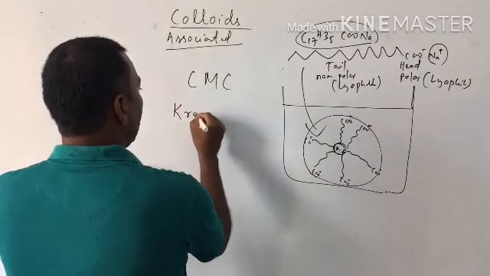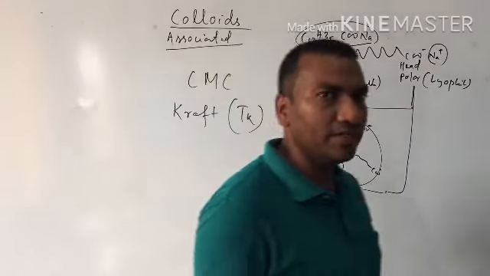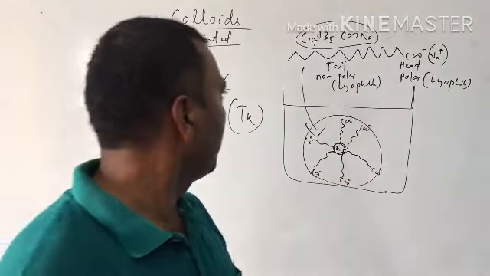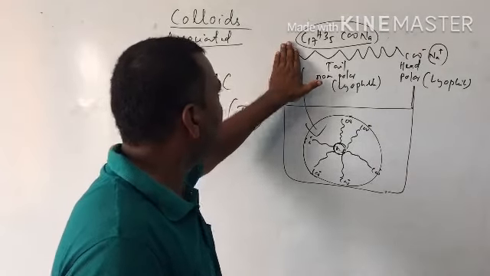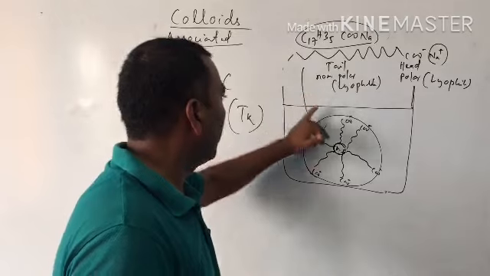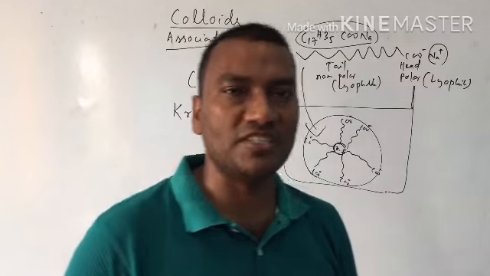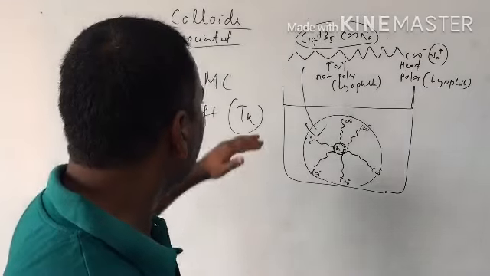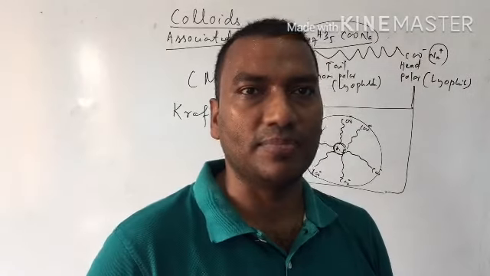Okay, Kraft temperature, symbol is TK. The temperature above which formation of micelles takes place is known as Kraft temperature. Understood? So what is associated colloid? Low concentration behaves like a strong electrolyte, high concentration behaves like a colloid. This is known as associated colloid. The minimum concentration above which formation of micelles takes place is known as CMC, critical micelle concentration. Similarly, the temperature above which formation of micelles takes place is known as Kraft temperature. Clear?